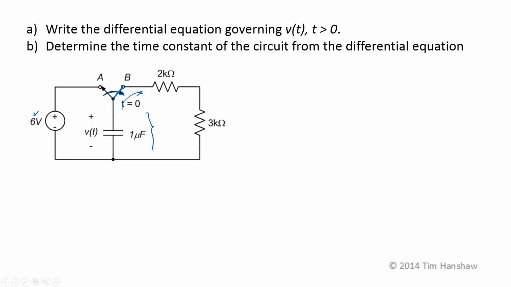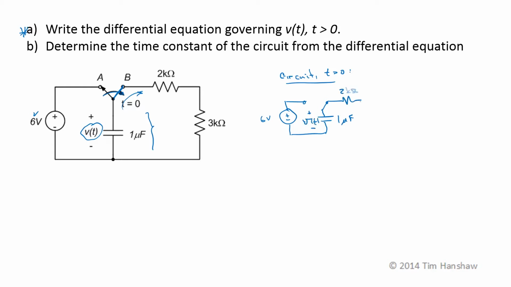Now we have a variety of things we want to do with this problem. The first thing is just to write the differential equation governing the capacitor voltage, V of t, for t greater than 0. So to write the differential equation governing the voltage for t greater than 0, we need the circuit for t greater than 0. So my 6-volt source is no longer connected to anything, and my capacitor, which has a capacitance of 1 microfarad, is connected to this 2 kilo ohm resistor in series with this 3 kilo ohm resistor. So really, since the voltage source isn't connected to the capacitor, we don't really need to worry about that. That's not even part of this problem.